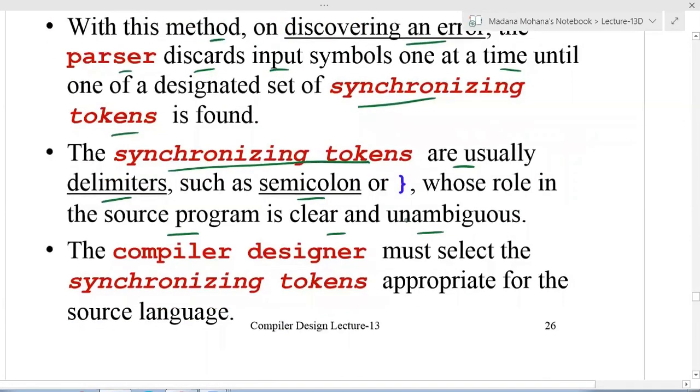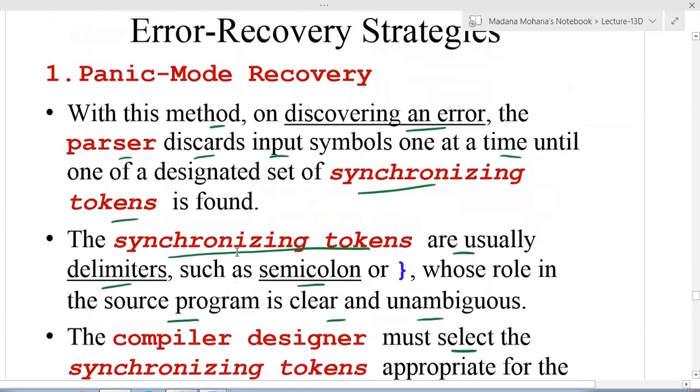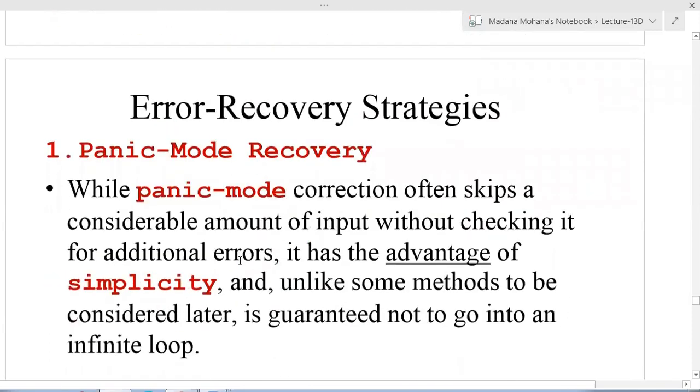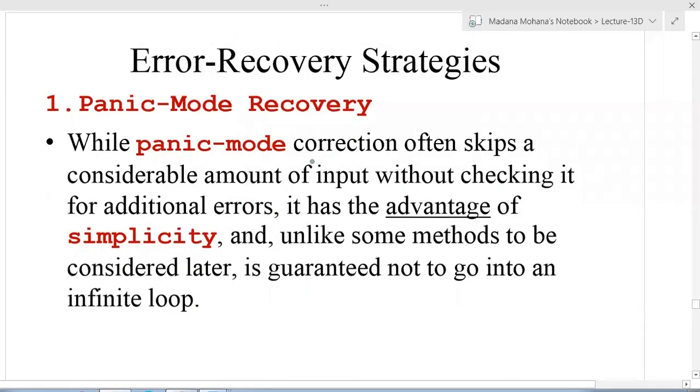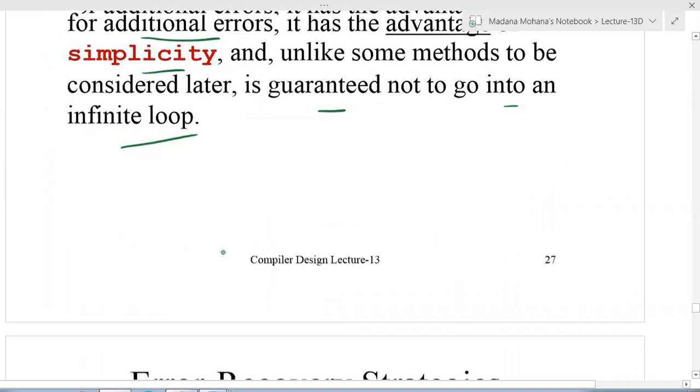Then the compiler designer must select the synchronizing tokens appropriate for the source language. So these are all the various steps in panic mode recovery. Now, while panic mode correction often skips a considerable amount of input without checking it for additional errors, it has the advantage of simplicity, and unlike some methods to be considered later, is guaranteed not to go into an infinite loop. So for infinite loop, we don't have any problem. This is the simple method because of its simplicity. So that is a panic mode recovery strategy.